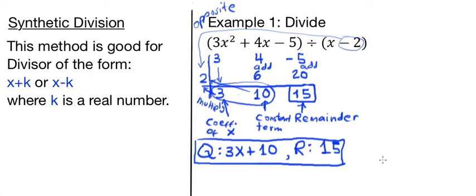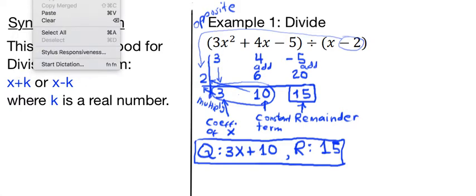Now this time this method worked beautifully because the divisor was of this form and the dividend was complete. Complete in the sense that it had the quadratic term here, the linear term, and the constant. What if they give you a dividend that is not complete? Well, I will explain that to you on the next example. Let's go to the next example then.